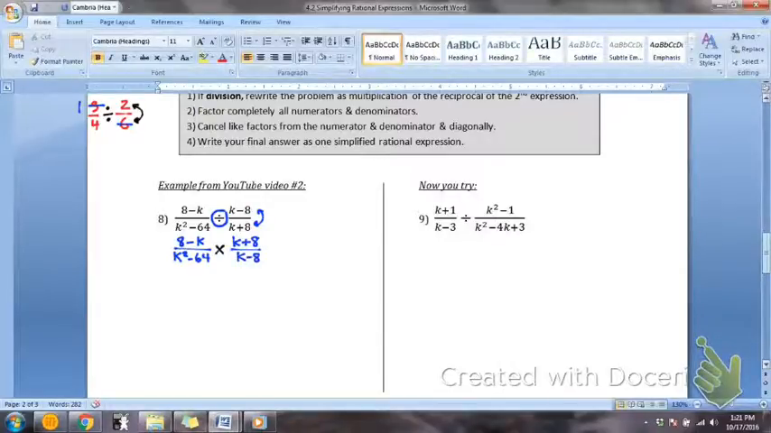You may want to make yourself a note to change division to multiplication and flip the second fraction.